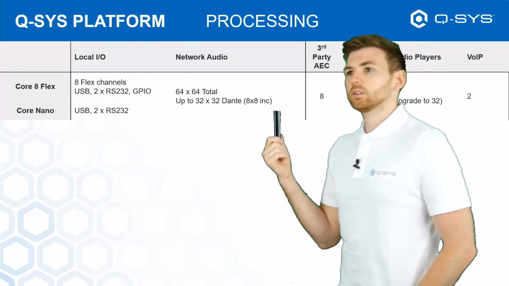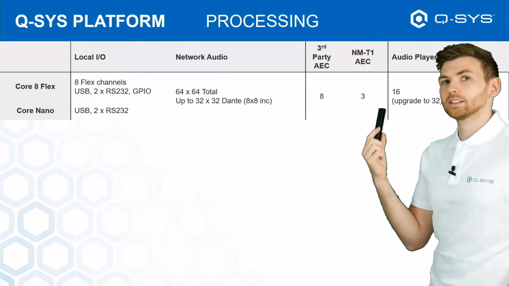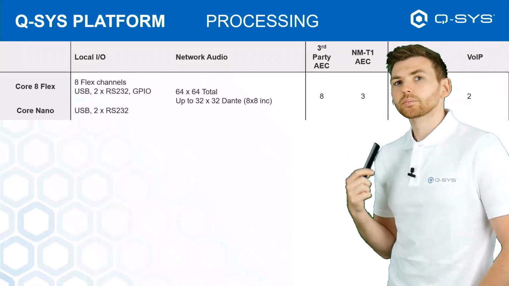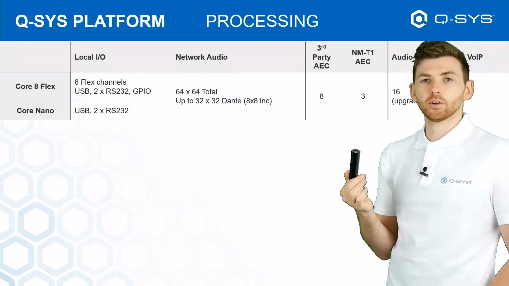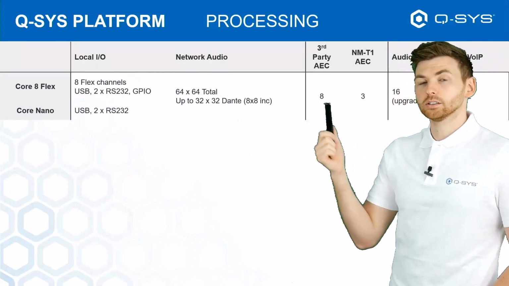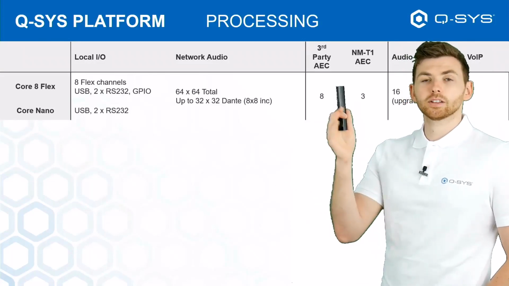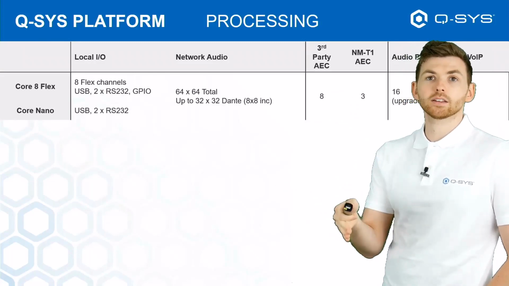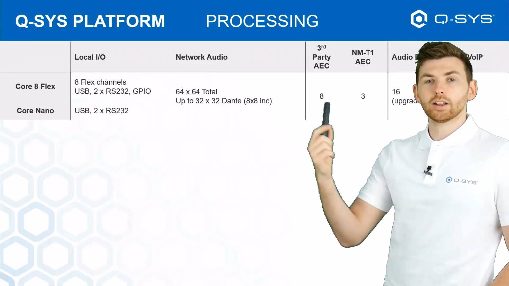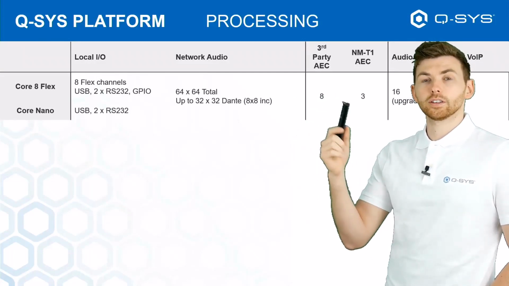Now, what about echo cancellation? And this also ties in with the NMT ones. So if we were just using third-party microphones, we could do 8 channels of echo cancellation. Okay, so that could be 8 individual mics. That could be a ceiling array microphone that gives you 8 Dante channels, but you can do 8 channels of echo cancellation on these cores.